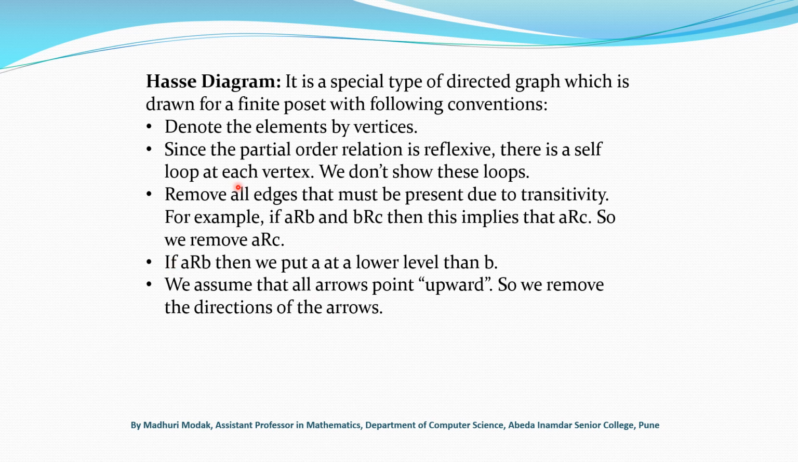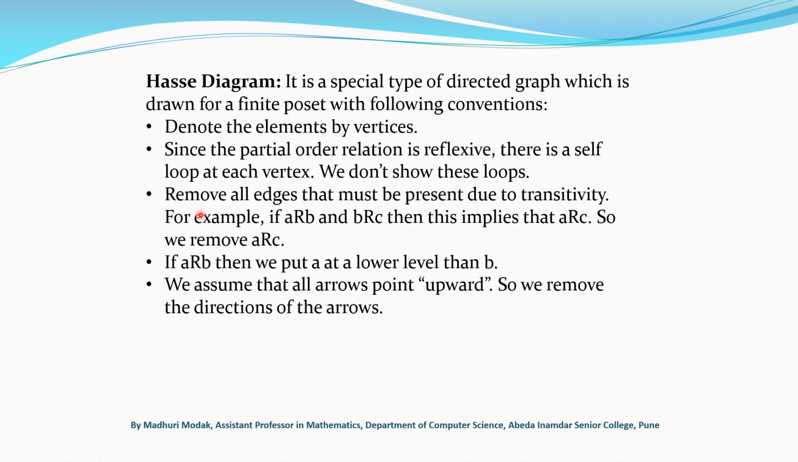Now, Hasse diagram. It is a special type of directed graph which is drawn for a finite POSET with the following conventions. So a Hasse diagram is drawn only for a finite POSET, meaning partially ordered set. Now what are the conventions while drawing the Hasse diagram? Denote the elements by vertices. Since the partial order relation is reflexive, there is a self loop at each vertex. We don't show these loops.